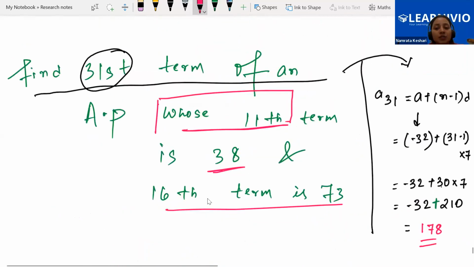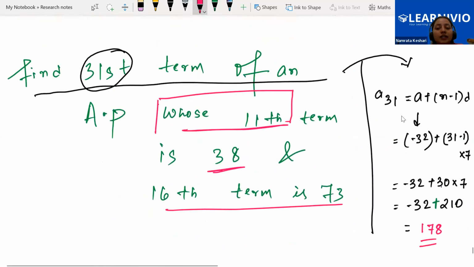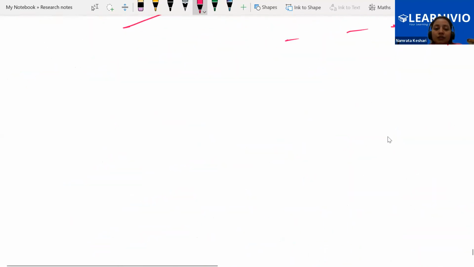This is how the given condition was. 11th term is this, 16th term is this. We have taken these two conditions, and we have used one and only one formula, the nth term formula: an is equal to a plus n minus 1 into d. Again and again in each and every question we are using the same formula. We have two equations over here. We know how to solve a pair of linear equations in two variables. Here two different variables are there, a and d, and we have found the values of a and d. Once we got a and d, we can directly find the 31st term. Any confusion over here to anyone?